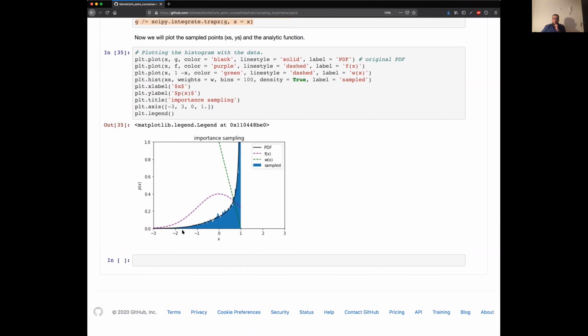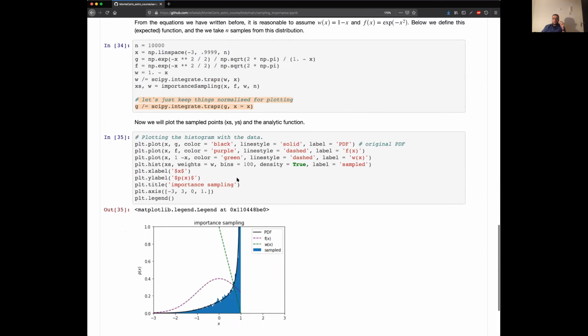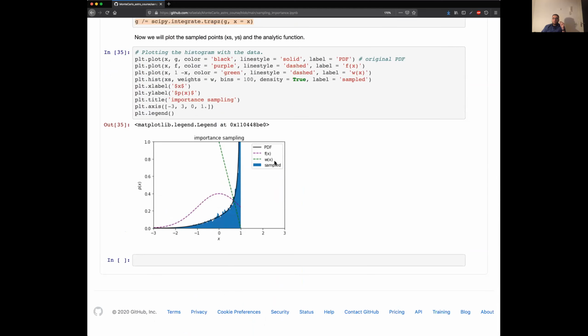So the PDF that we had in the beginning is the black curve. F is the numerator, so it's just the exponential of minus x squared. The bottom one is just 1 minus x. This is the sample data. As you can see, it agrees pretty well.